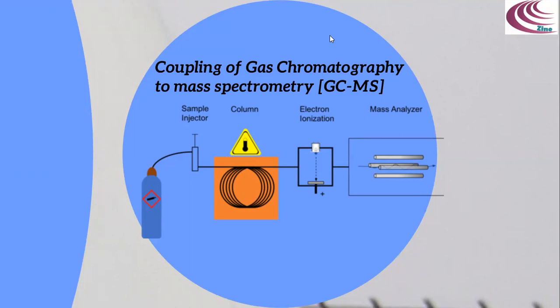Coupling of a mass spectrometer with efficient separatory devices such as chromatographs provides an important tool for the separation and identification of compounds from a complex mixture. Such techniques are called hyphenated techniques.